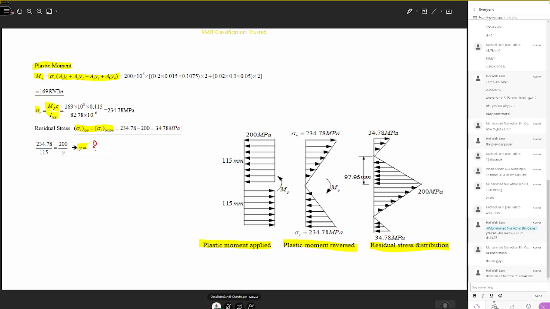So in this case, this is a perfect geometric figure. Therefore, the residual stress at the top and bottom will be the same. Okay, so the stress distribution looks something like this.